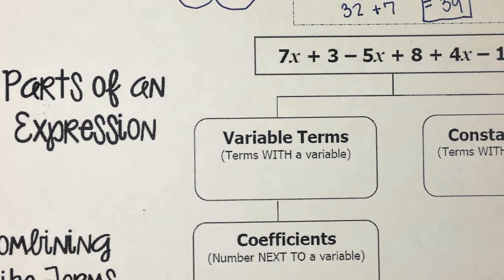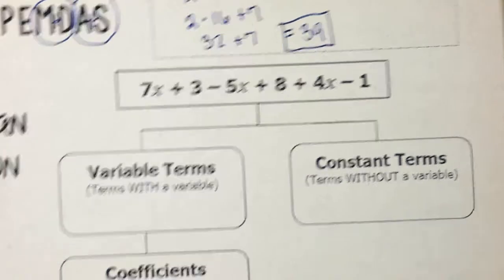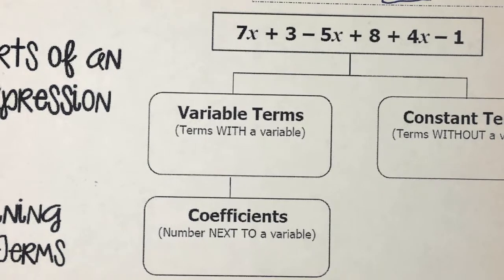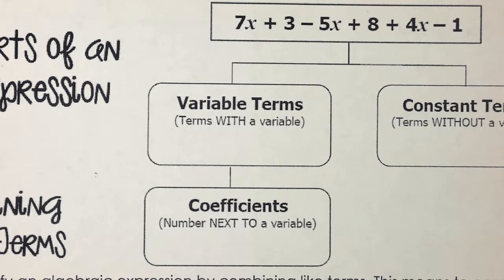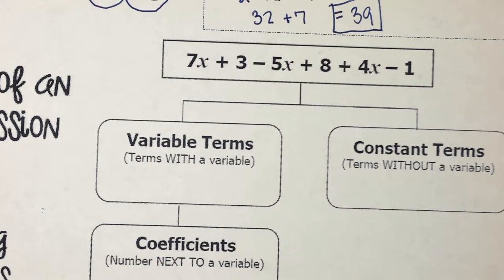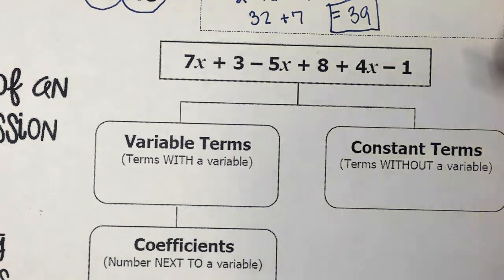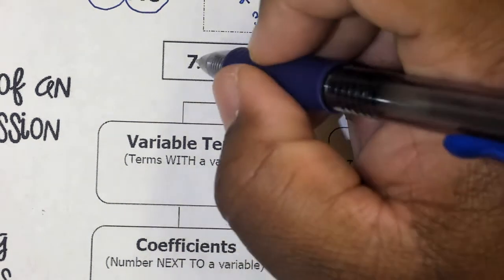Parts of an expression. So you got a long expression here. We're going to talk about the parts and break it into its parts. First part of an expression, you have variable terms. Variable terms are terms with a variable attached to them, basically. In this expression up here, Rosario, how many variable terms do we have? Say it again. 3 of them, right? Can you name them for me?